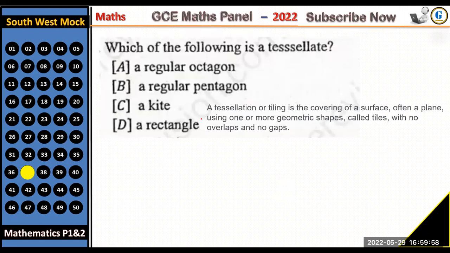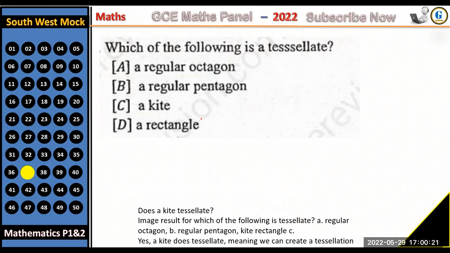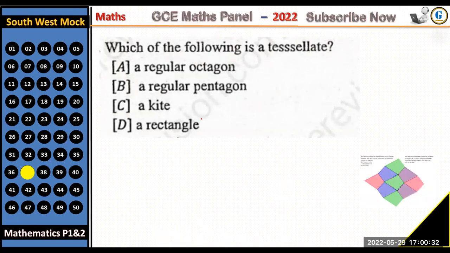So a tessellation or a tiling is the covering of a surface, often a plane, using one or more geometric shapes called tiles with no overlaps and no gaps. There are only three regular shapes that tessellate: the square, the equilateral triangle, and the regular hexagon. All other regular shapes, like the regular pentagon and regular octagon, do not tessellate on their own. However, a kite tessellates. So our answer here is going to be C, kite.